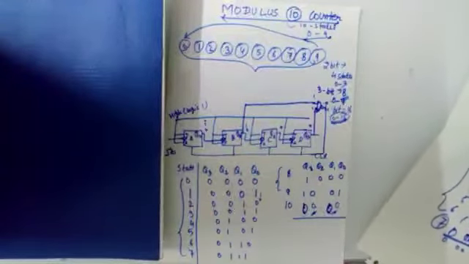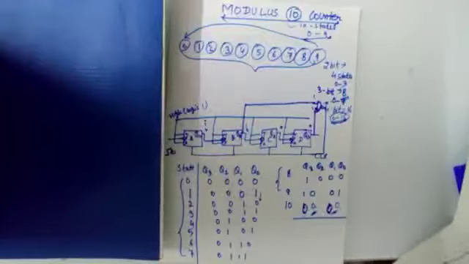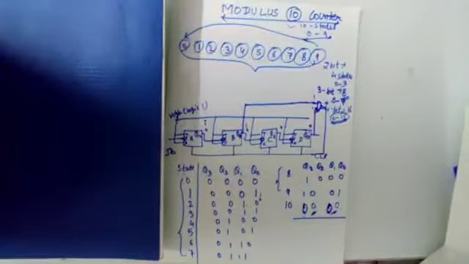In exams in general, the mod 10 counter and mod 7 counter come up. Otherwise, I have just briefed the modulus counter in a way that you can design any modulus counter. Okay, thank you.